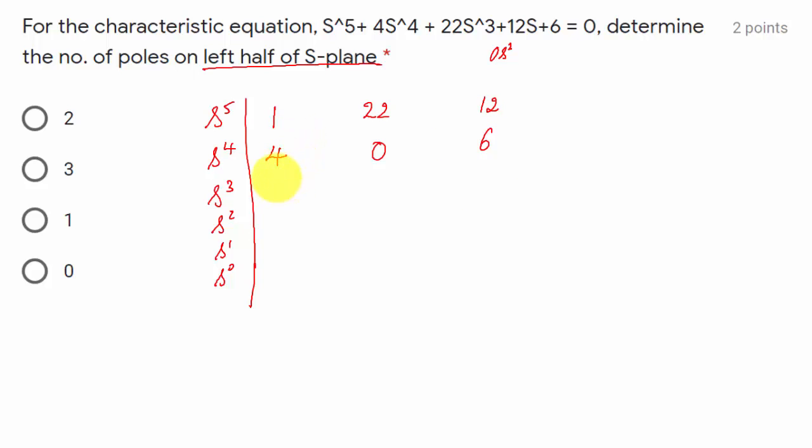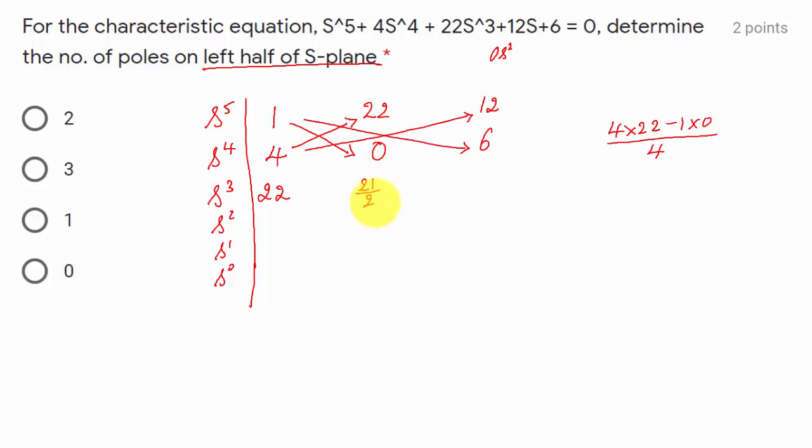Now let me make use of the standard procedure in order to get this value. It is 4 times 22 minus 1 times 0, divided by 4. So what you will be getting is 22 only. And what is this value? It is 4 times 12, nothing but 48, minus 1 times 6, nothing but 42. 42 divided by 4, so I will be getting 21 divided by 2.